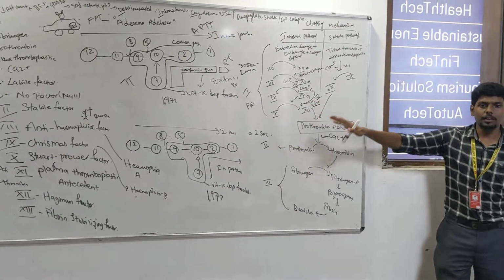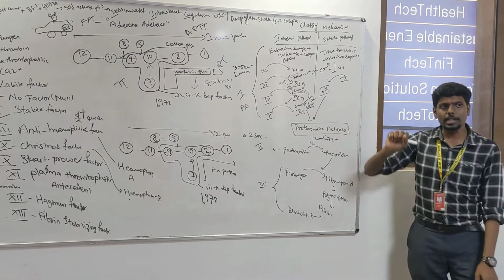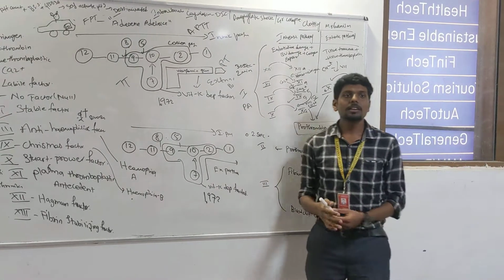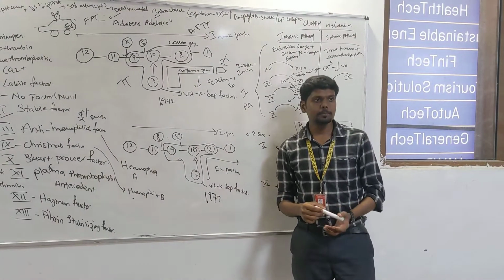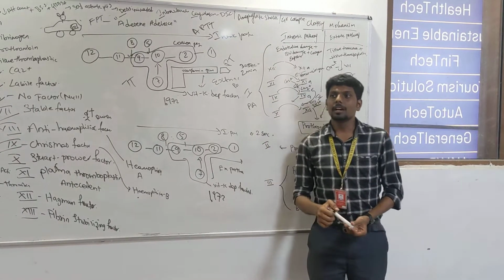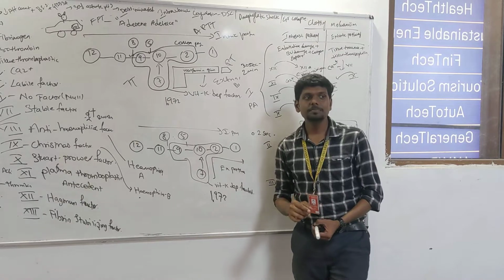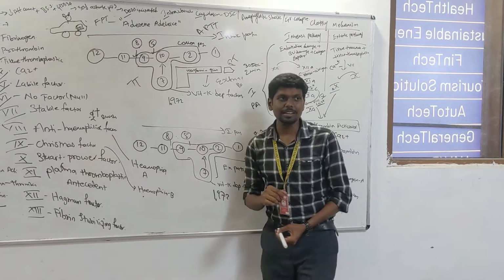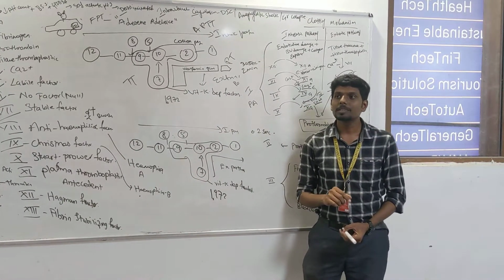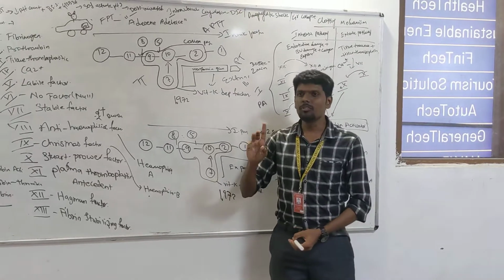Then that's it. A quick revision. What is the fourth clotting factor? 12th clotting factor? 12th. 9th. Stuart-Prower factor, 10th. Then 4th.